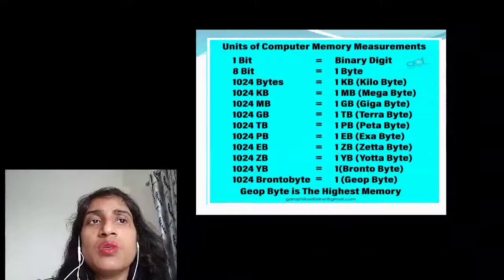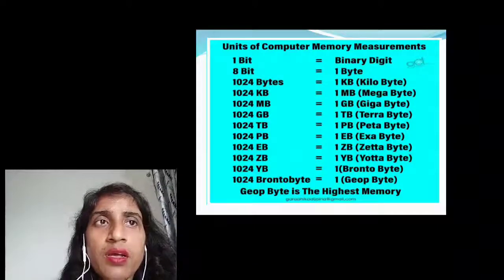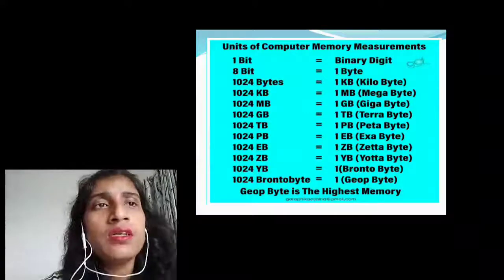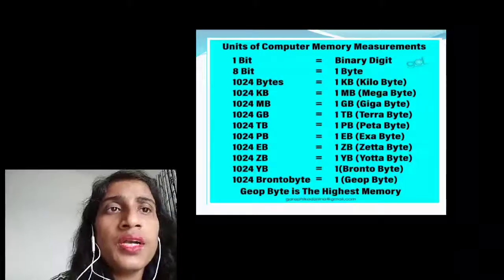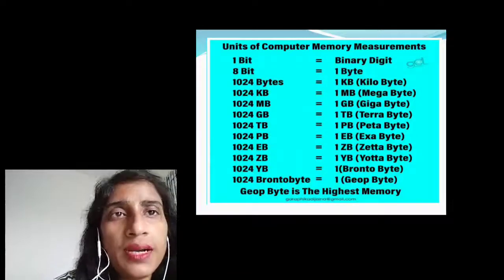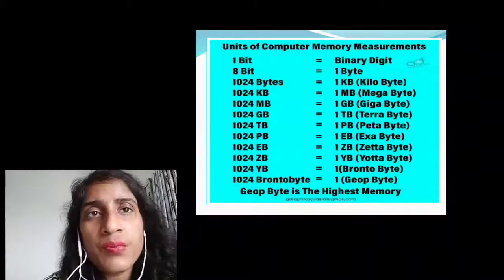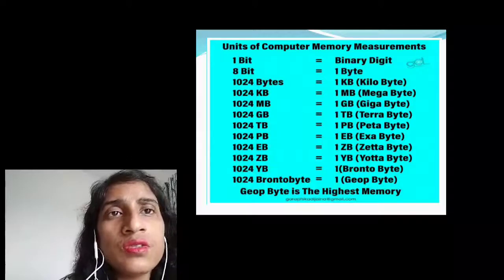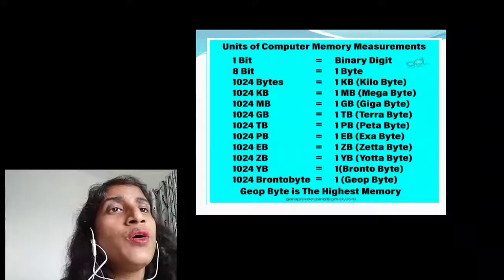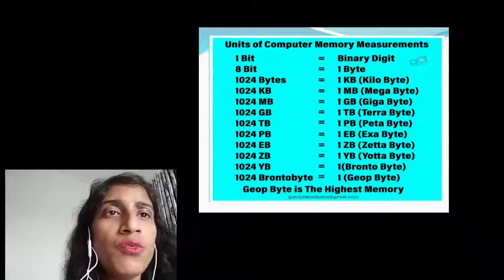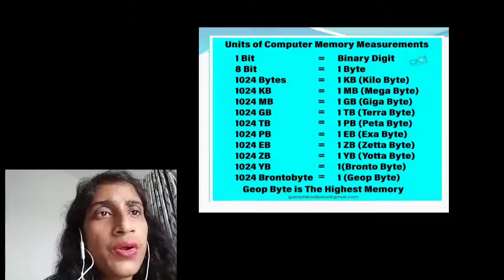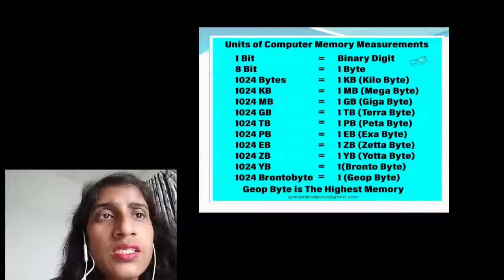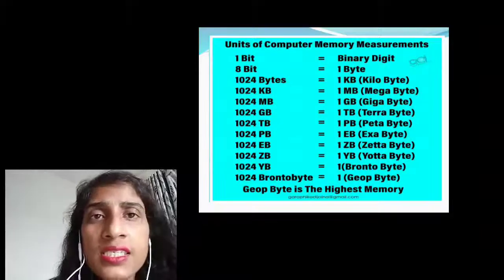1024 zettabytes is equal to 1 yottabyte. Students, the highest memory in most computers is 1 yottabyte. But very big computers also have more: 1024 yottabytes is equal to 1 brontobyte. And 1024 brontobytes is equal to 1 geopbyte, and that is the highest memory.